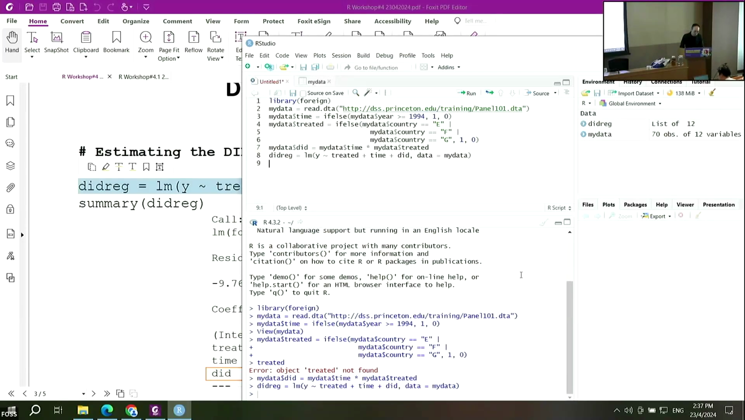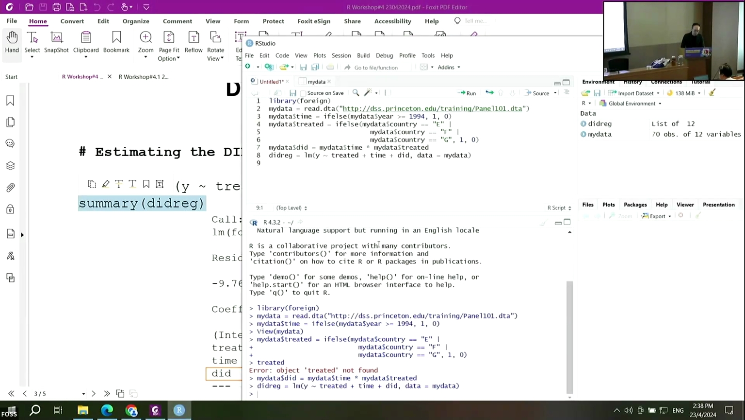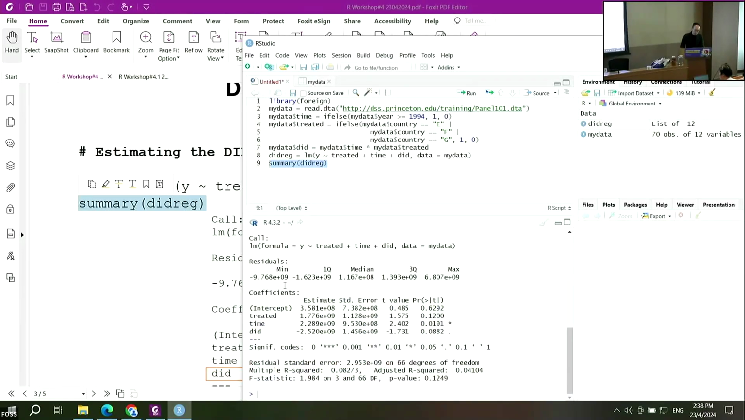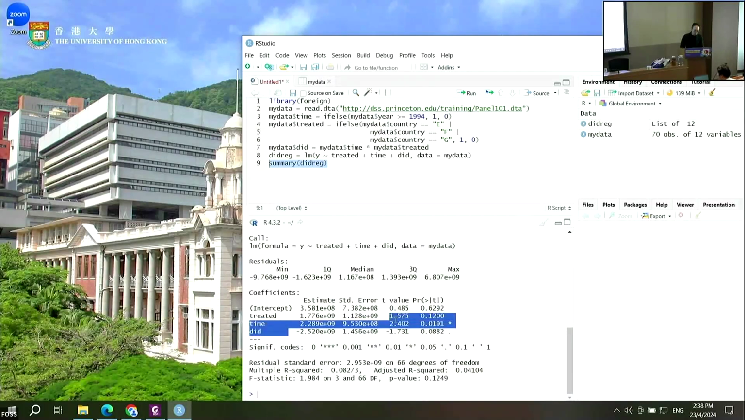But what's happening with R is that it won't automatically give you the outputs unless you do one more step, which is to summarize the outcome. Summary of did reg. That's it. So this is the table. This is called linear regression. This is the regression of treatment, time, and difference in difference. This will give you the coefficients and everything. Your did would be the last line of interest.